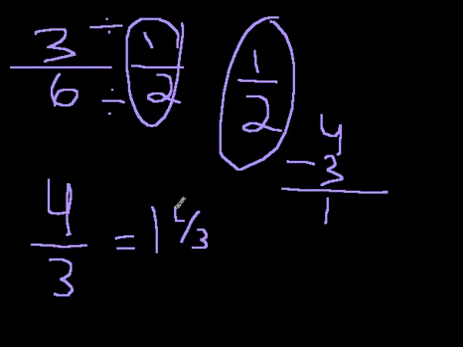And if it was 2/4, then you can simplify that and make 1/2. But now we can't simplify it because you can't divide both of them by something.